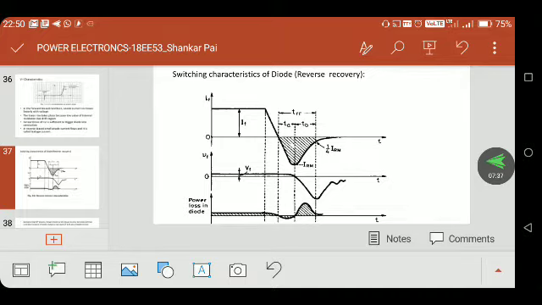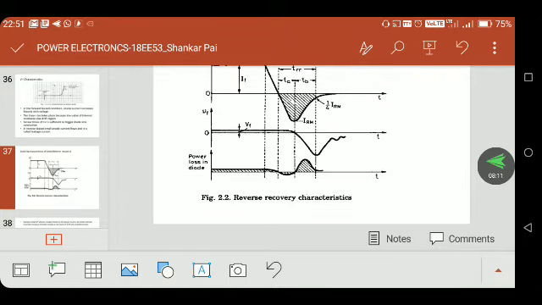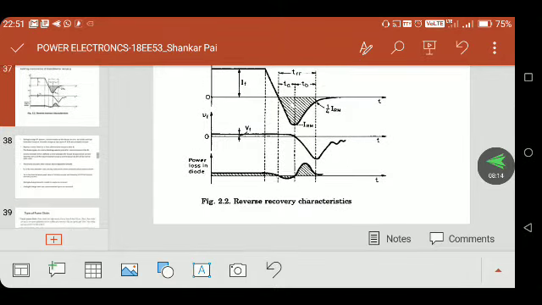Now what is TA, and what is TB? TA is the time period required to eliminate excess charge carriers at the drift region. Next, TB is the time period in which the excess charge carriers at the two main semiconductor layers, that is the P and N layers, are eliminated. So at the end of TRR, the complete excess charge carriers at all three layers are eliminated. Hence the forward current reaches its zero value. Understood? This is the reverse recovery characteristic.